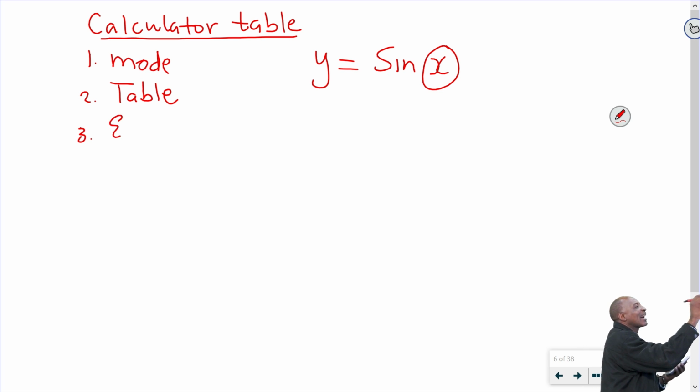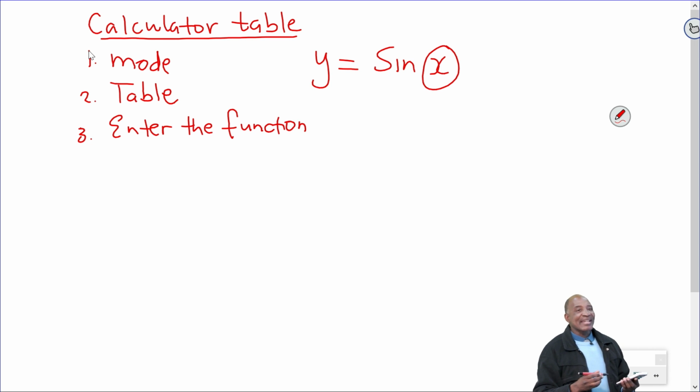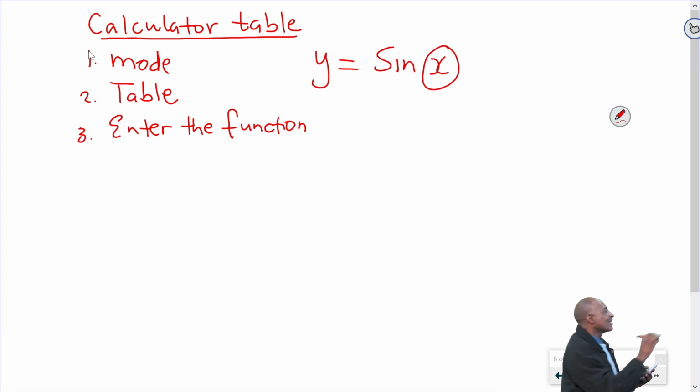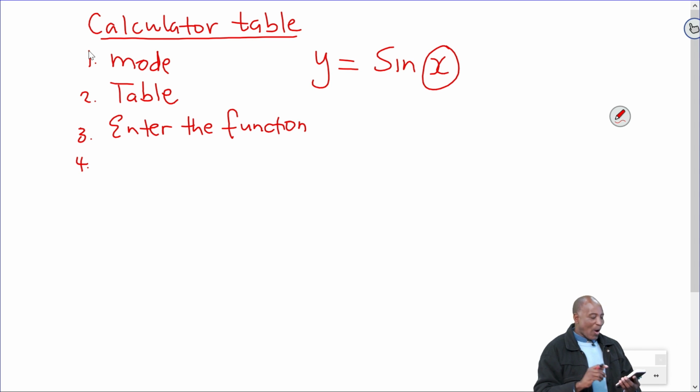You enter the function on your calculator, which is y is equal to sine x. So you just type sine x. You don't have to say y is equal to sine x. The function is just sine x. Then step number 4, as you are using that calculator, you say equals.